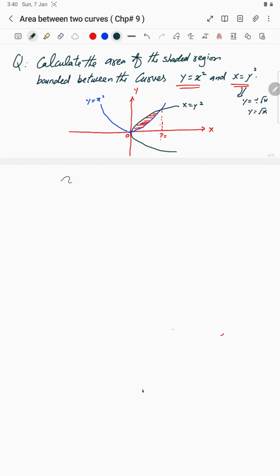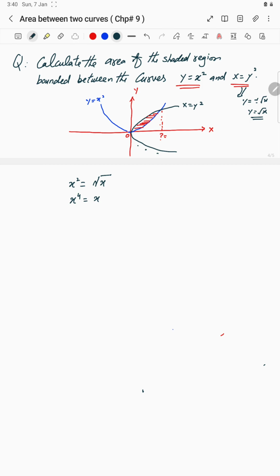So we can say you have to solve this simultaneously. x square is equal to square root x, because we will take this y positive. One reason is that the intersecting point is lying above the x-axis, so we will take y positive here. If it is lying somewhere below, then we can say that it is taken as negative. But here we'll go with positive. So we can say squaring on either side, x to the power 4 is equal to x.